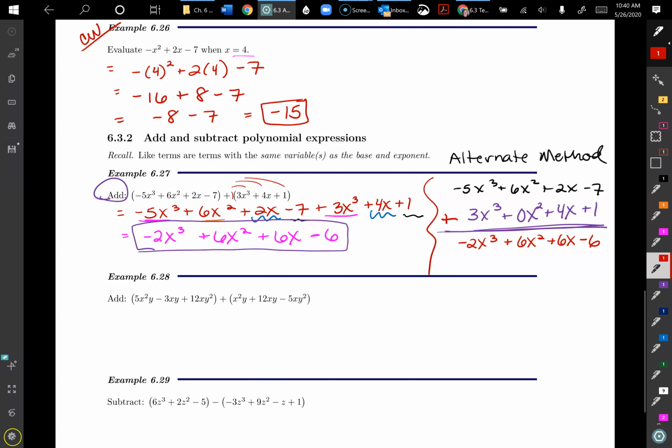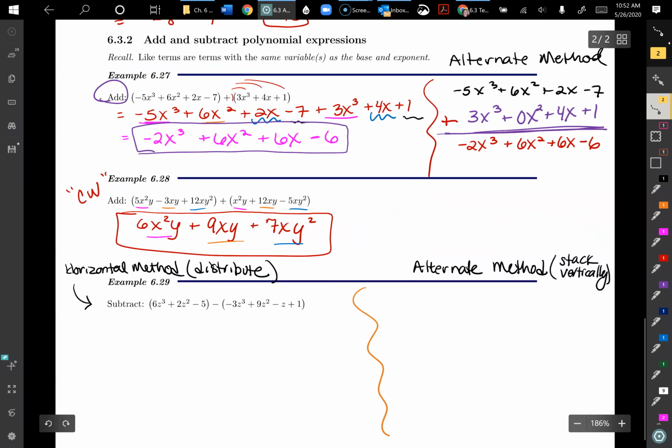terms. Okay, so here's the answer to your classwork problem right here. So again, you can just remove parentheses, or you could stack them using the vertical method. You get 6x squared y plus 9xy plus 7xy squared.